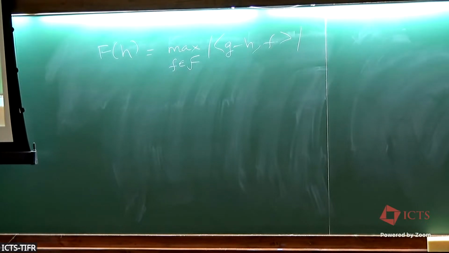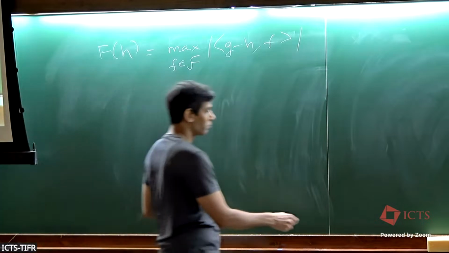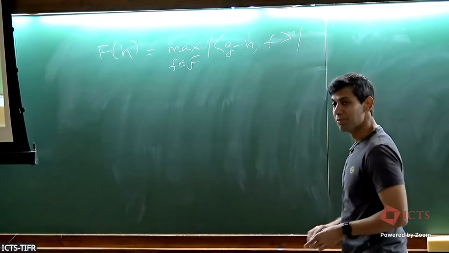And actually, let me assume F is closed under negation. So I just take the negations of all functions and include them in F so that I don't have to worry about absolute values. This will just make my life a little simpler. We'll just change F by adding all negations. But let me keep this version.